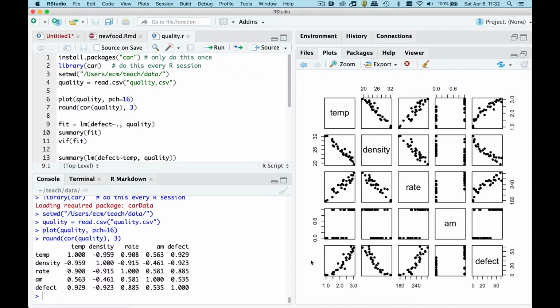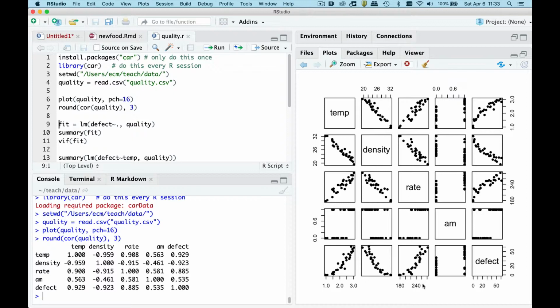The obvious conclusions are, here's the temperature axis versus defects. Defects versus temperature, I'll always list the dependent variable first. What we see is a very strong positive association, where the more temperature variability there is, the more defects we produce. This is the density axis up here. What we see with density is that the higher the density, the lower the defect rate. So we like a nice dense product.